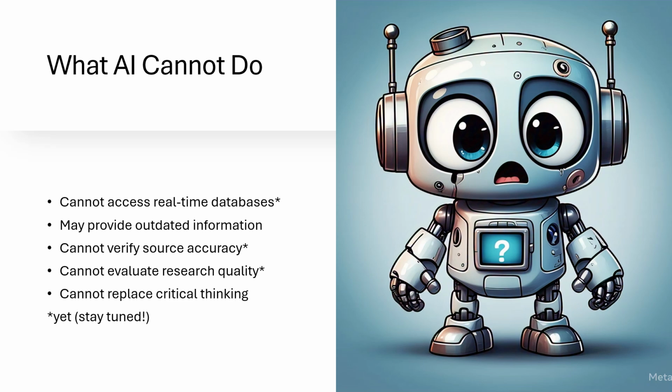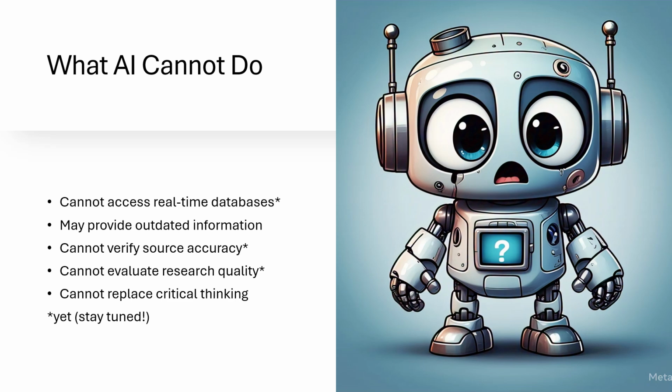Again, it cannot verify source accuracy. It used to just make up sources, but again, I'm qualifying that as a yet. I think we might see that change within weeks, if not months. And then it cannot evaluate research quality. I also see that as a yet. I think this is something it will be able to do. So it might save us time in these areas later.